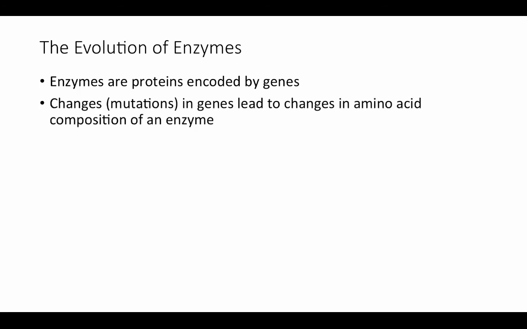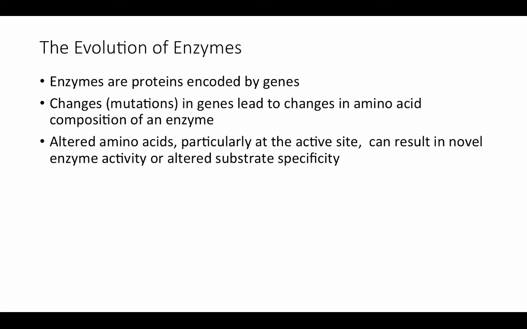And these genes, when there is a mistake in the replication of these genes, which happens on occasion, we call this a mutation, and that mistake in the copying of the gene can result in a change in the amino acid sequence in the protein. In other words, a change in the primary structure of the protein, which can cause a change in the activity of an enzyme. So these altered amino acids, particularly if they happen at the active site, can result in a new function. So this can now become an enzyme that catalyzes a new and different reaction.